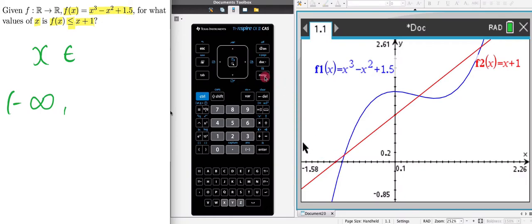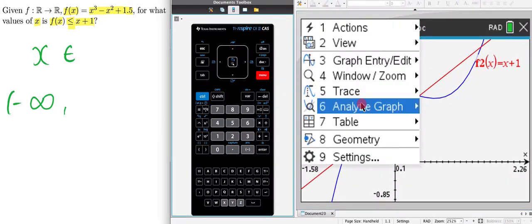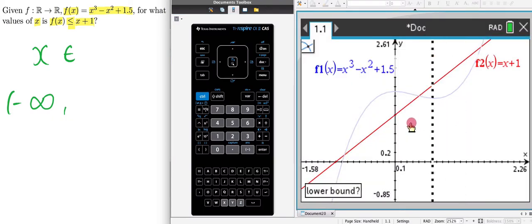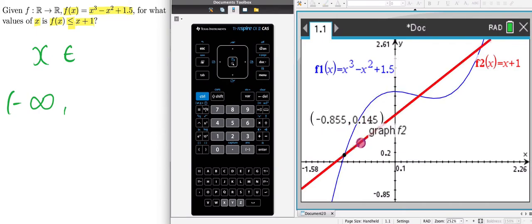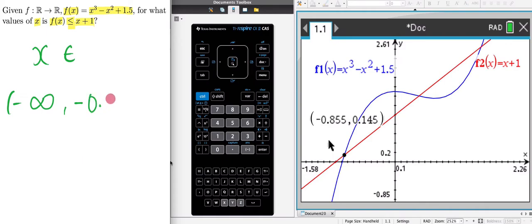To find that point, we're going to go menu, analyze graph, intersection, and then we're starting here and going here. So this point is going to be negative 0.855 and 0.145. Remember, we only care about our x values. So we're just going to put this value in here. Also remember that this coordinate is where these two graphs are equal to each other. But we also want that information because it says less than or equal to. So we're going to come here and put in negative 0.855. And I'm going to put a square bracket. I'm including it, less than or equal to.